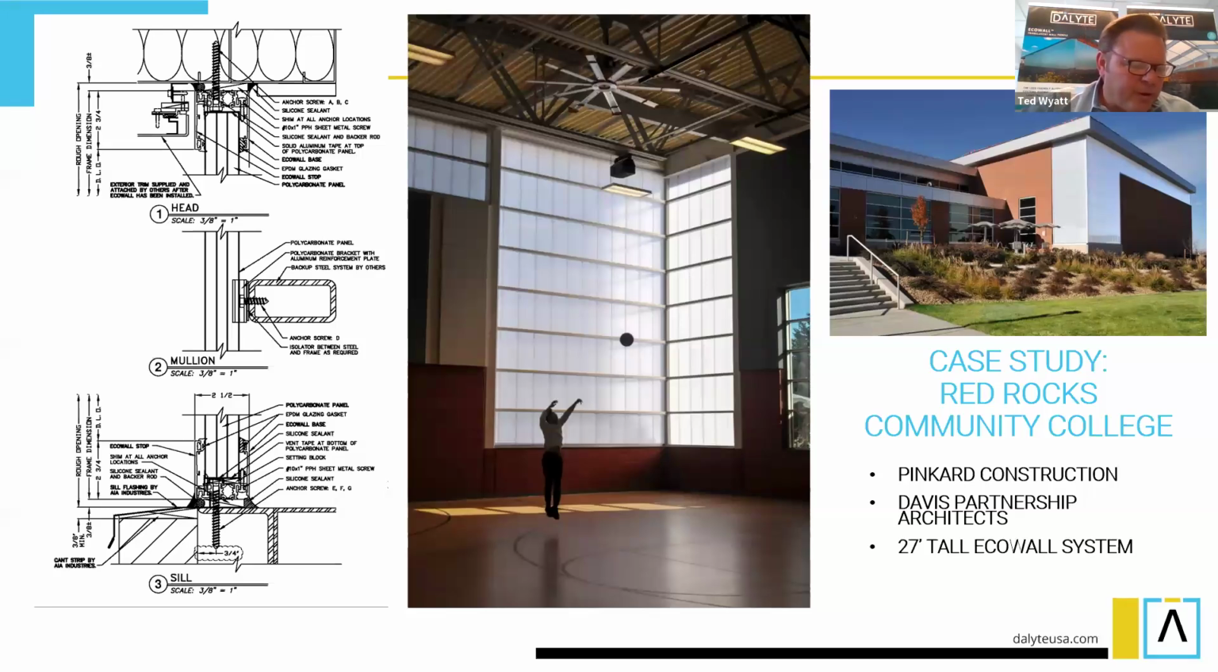This is Red Rocks Community College. What I'd like to highlight on this is, if you look at the top right picture, the corner of the gymnasium, that's a 27 foot tall span. So again, a single run of the polycarbonate sheet. The sheet itself is about 2 foot wide and it's tongue and groove, so it just snaps together.